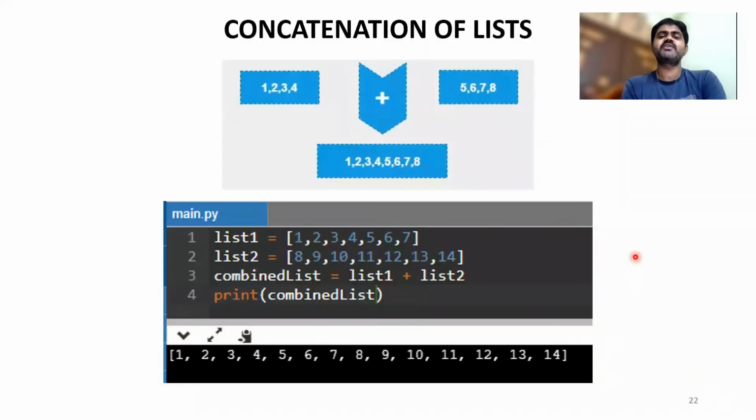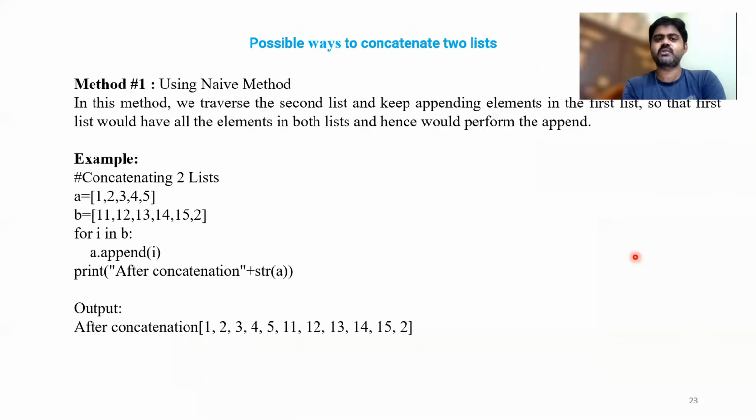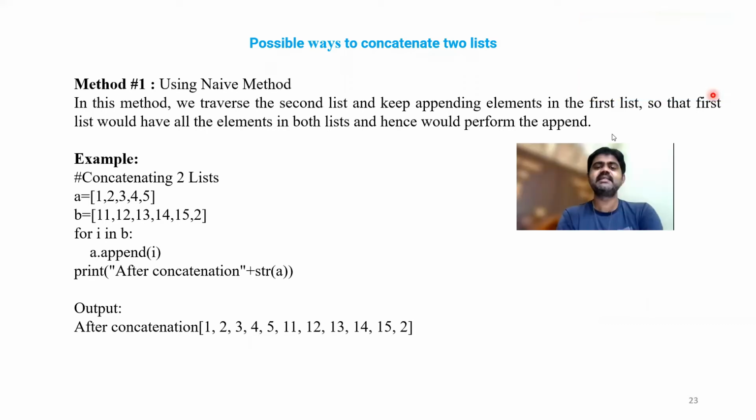So this is concatenation using plus. We have different ways to concatenate lists, so we'll see the possible ways to concatenate two lists. The first one is using the naive method. In this method we traverse the second list and keep appending elements to the first list, so that the first list would have all the elements of both lists, and hence we perform the append.